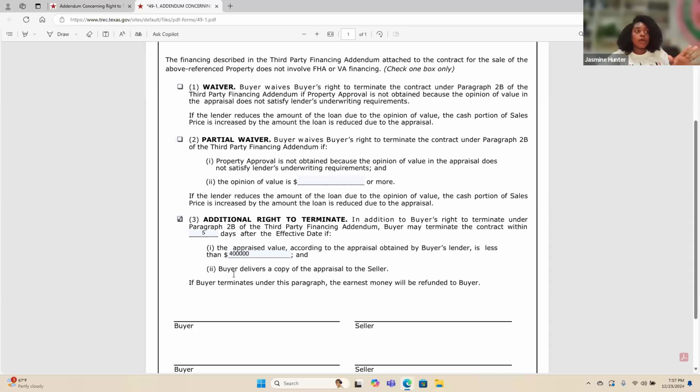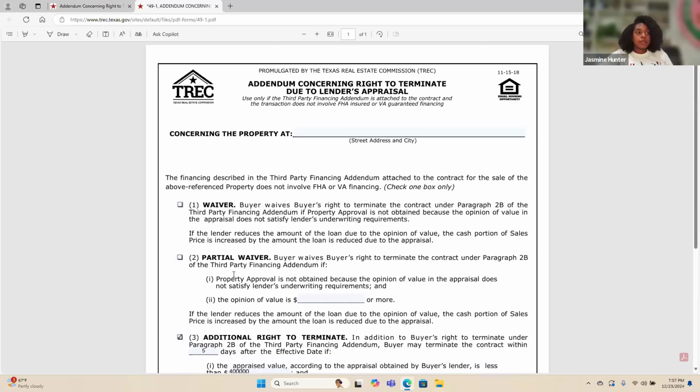Okay, so you got one that's completely waiving that right for the buyer. You got a second that's kind of partially waiving that right for the buyer. And then the third is I don't want it waived at all. I want the right to terminate. Okay. That's what this document is for.